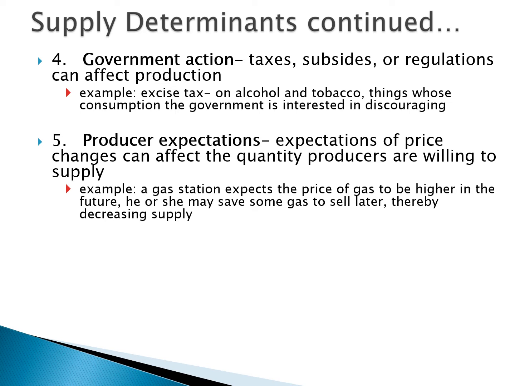On the other hand, let's say, for example, with gasoline. You produce gasoline and you know that prices are going to go down for gasoline in the future. You will try to produce and sell as much of it now at the higher price as you can. And that's producer expectations.